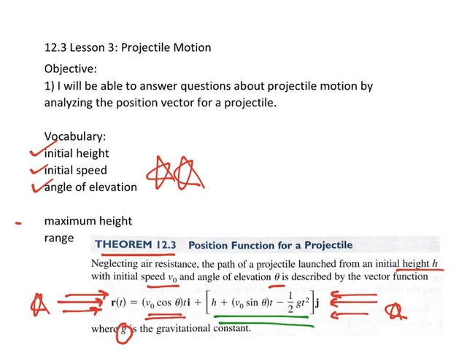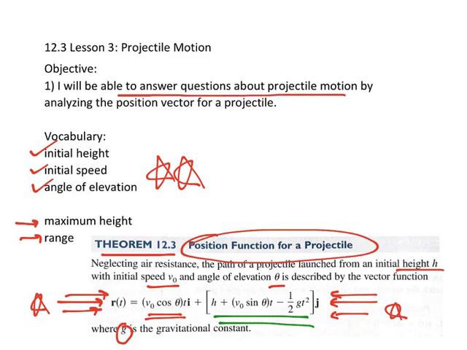Yesterday we also looked at what we mean by maximum height and range, and today we're going to be using this position vector for an object in projectile motion, and using that we'll be able to answer questions about projectile motion by analyzing this model.